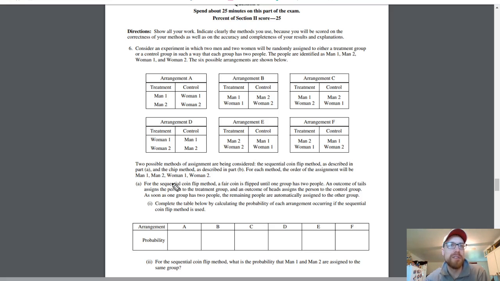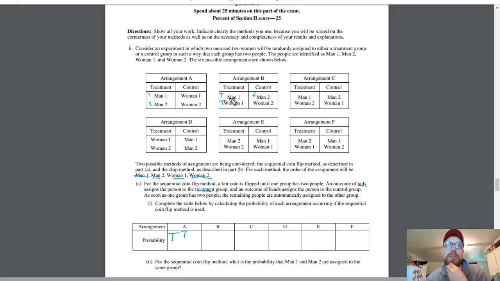Alright, so this is our method, our order. Man 1, man 2, woman 1, woman 2. Alright, tails goes to treatment. T, T. Okay, cool. So man 1, man 2. So this is 1, and this is 2. That means we flipped tails, tails. And then, after we flipped tails, tails, this group was full, and so both of the women were assigned to this one.